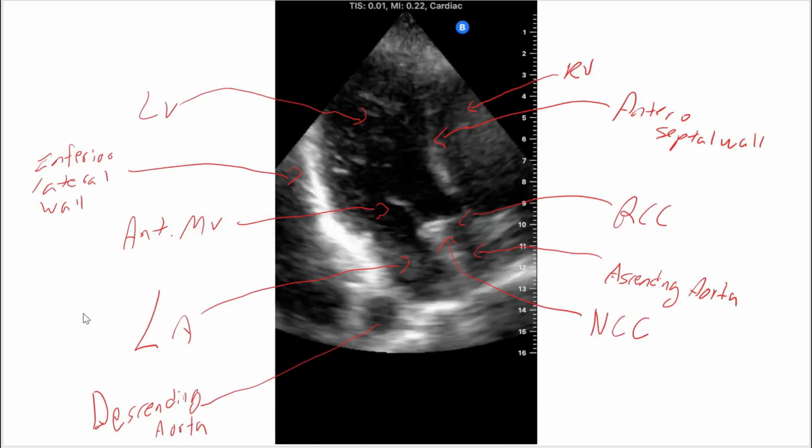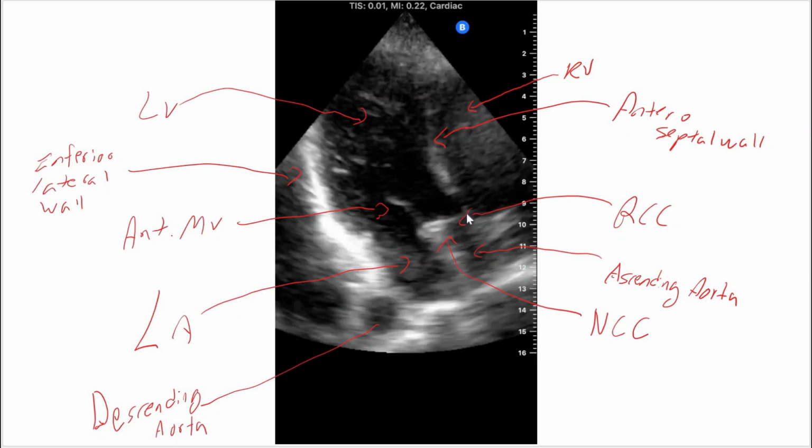This is a 3-chamber view with labels. Here we have the left ventricle, this area. And here we have the left atrium. This is the descending aorta over here. And here we have the ascending aorta, which is this area. And these are the aortic valves.